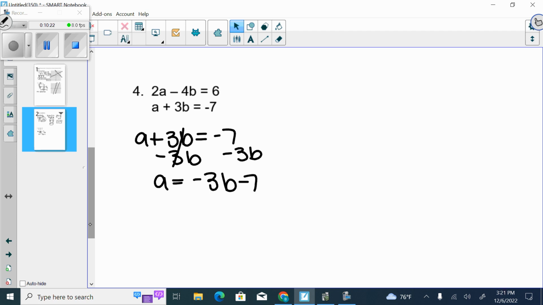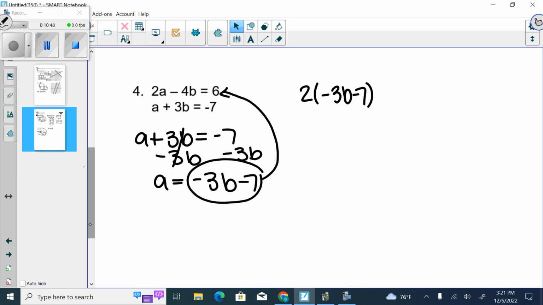And now do we have a letter by itself? Yeah. So what am I going to do with that negative 3b minus 7? Plug it into the other equation. Right. Take it and plug it into the equation that we didn't use. So that's going to be the top one this time. All right, so we got 2 times, what did we say a is? Very good. And then what comes after that?